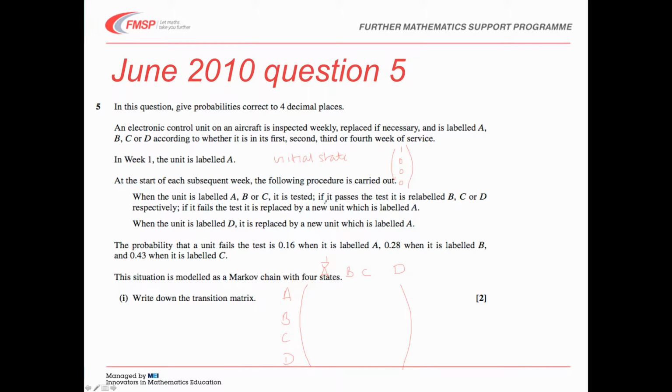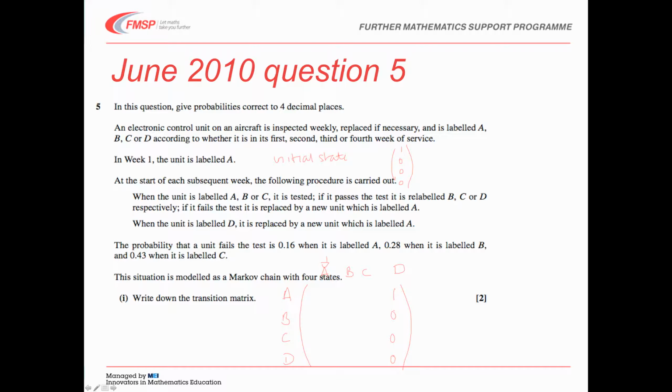When the unit is labelled A, B or C, if it's tested and it passes the test, it's relabelled B, C or D. If it fails it, then it's replaced by a new unit which is labelled A. When it's labelled D, it's replaced by a new unit which is labelled A. That means that if you start in D, the next thing is going to be that. So D is actually a reflecting barrier, although it doesn't mention that in this question. I'll just mention it now so that you can remember what that means.